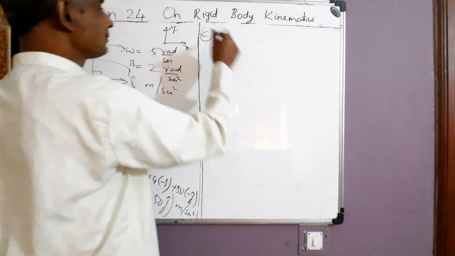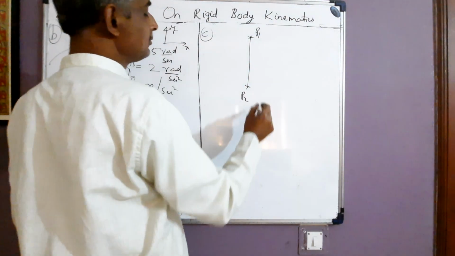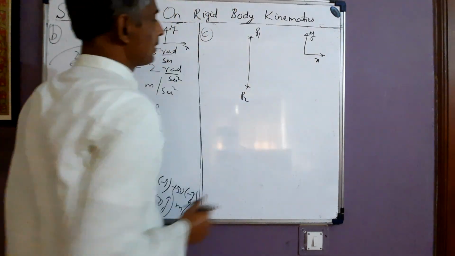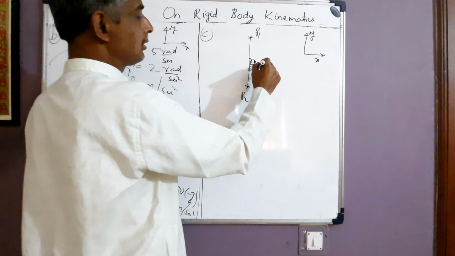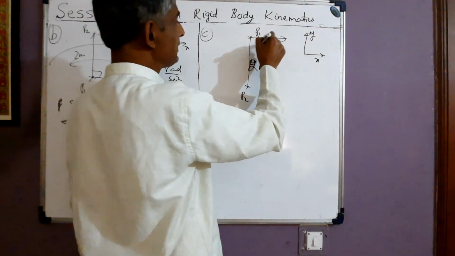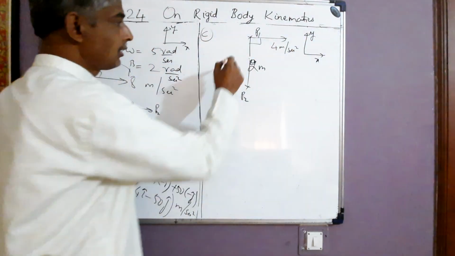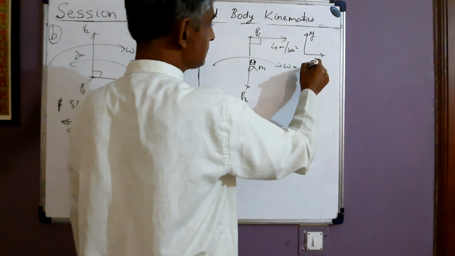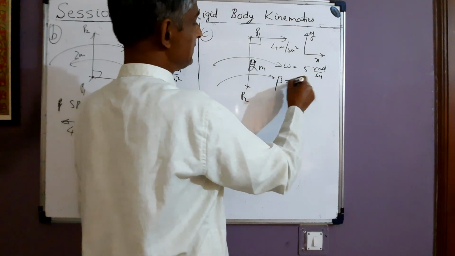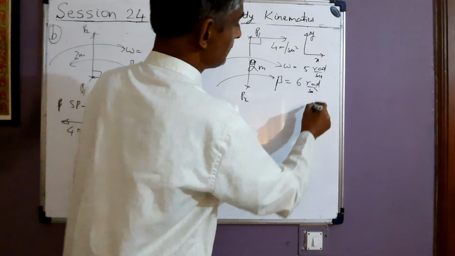Part C is this. This is line P1, P2. Now P1 is up, P2 is down. Again, the coordinate system is the same as in part A and part B. This is again 2 meter, the length of the rod P1, P2. Acceleration of P2 is at a right angle, 4 meter per second square. Omega is clockwise, 5 radian per second. Beta is also clockwise, 6 radian per second square.